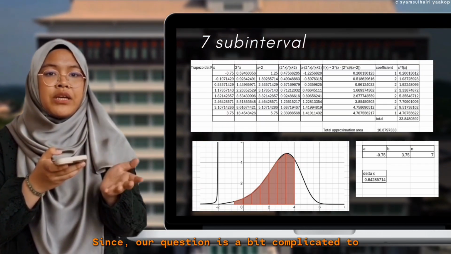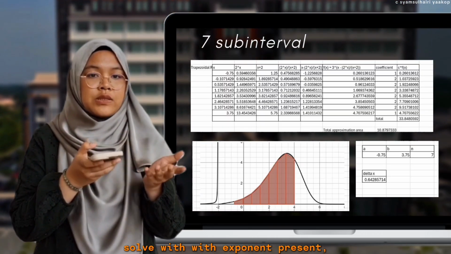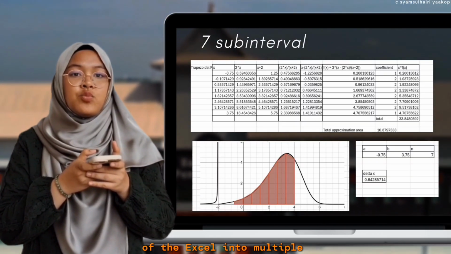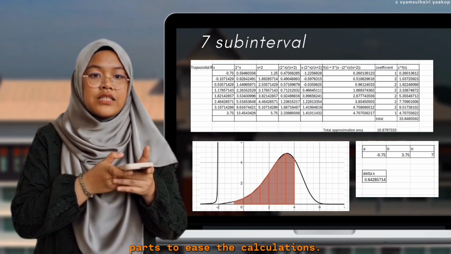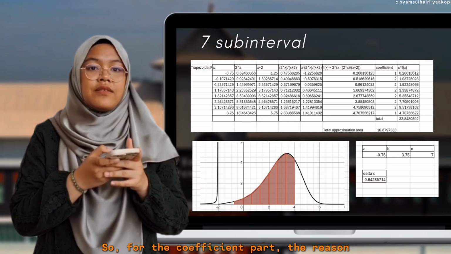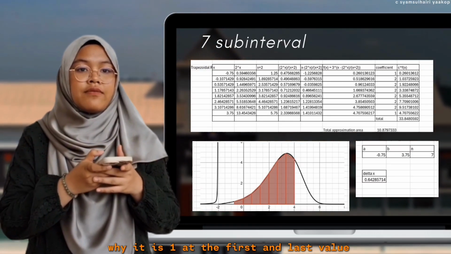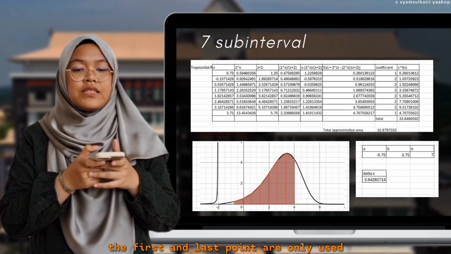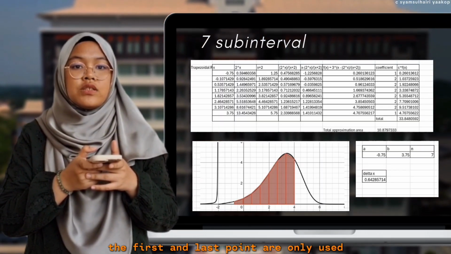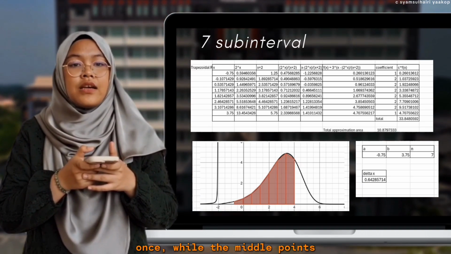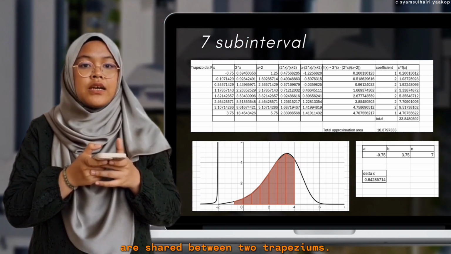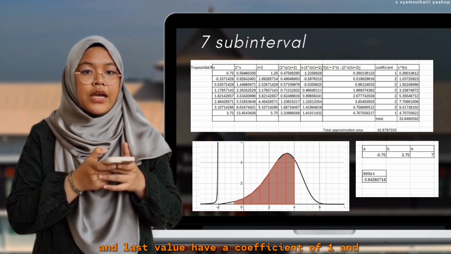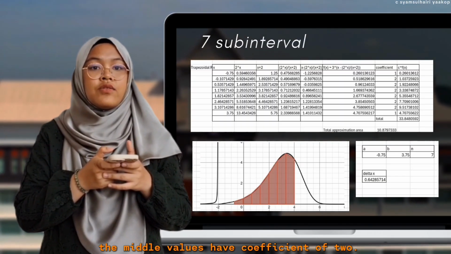Since our question is a bit complicated to solve with the exponent present, we decided to divide the column of the x into multiple parts to ease the calculations. So, for the coefficient part, the reason why it is 1 at the first and last value and 2 for the values in between is because the first and last points are only used once, while the middle points are shared between two trapeziums. That's why in the formula, the first and last values have a coefficient of 1 and the middle values have a coefficient of 2.